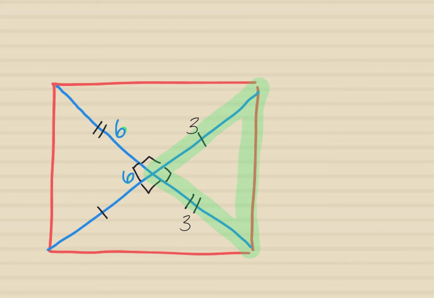Let's say we didn't remember that though. I'm going to erase everything I just wrote. Let's say we didn't remember that theorem. How do we know this is a 45, 45, 90 scenario? Christian? But let's say we didn't know that. Christina?